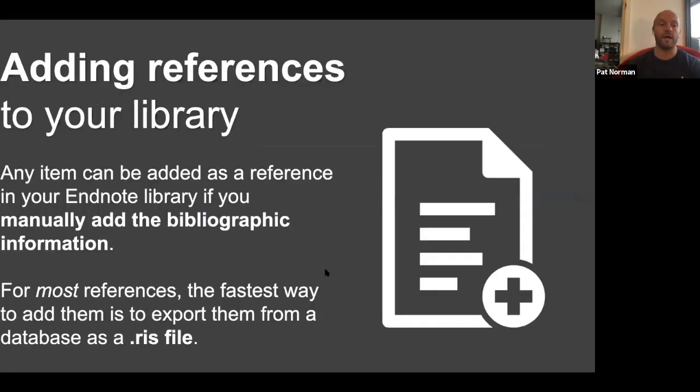So the next thing we want to talk about is adding references to your library. You've created an EndNote library now, and adding references to it is the next step. Any item at all that you find online can be added as a reference in your EndNote library if you manually add the bibliographic information. But for most of the stuff that you'll be doing research on online, like academic papers and academic resources that you find in the library's databases, the fastest way to add them is to export them from the database as an RIS file. So when you're looking through any kind of academic database online, this RIS file should be your hint: aha, that's going to go into EndNote.